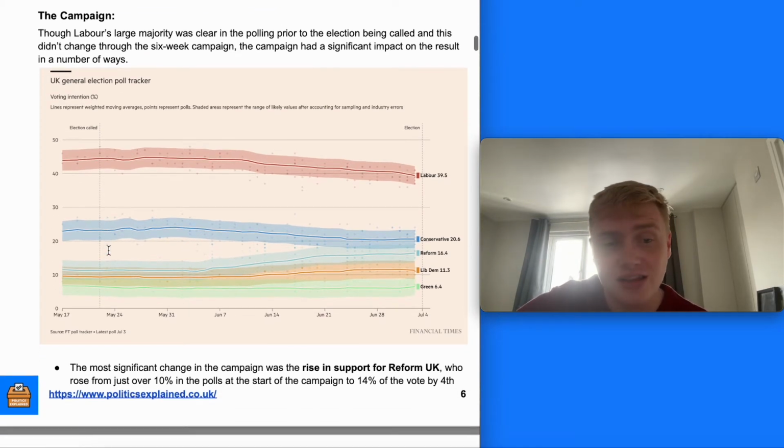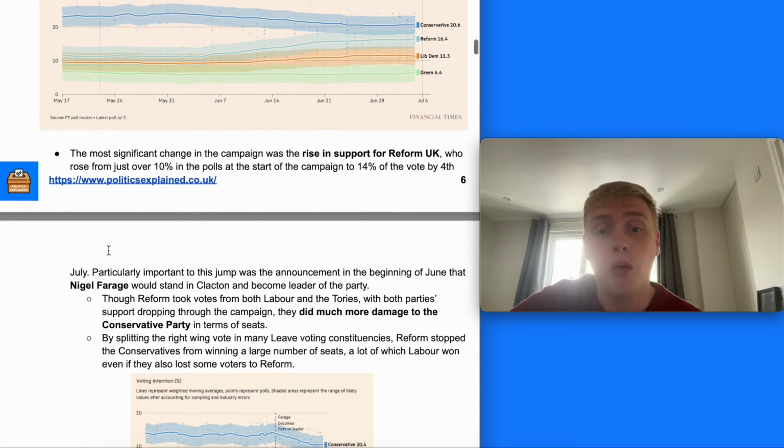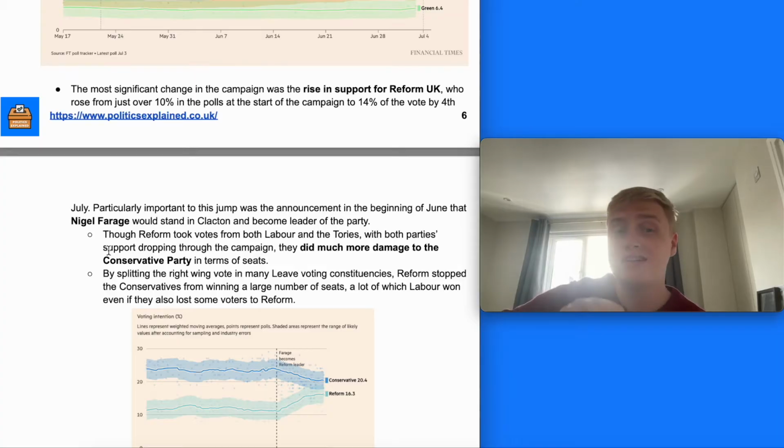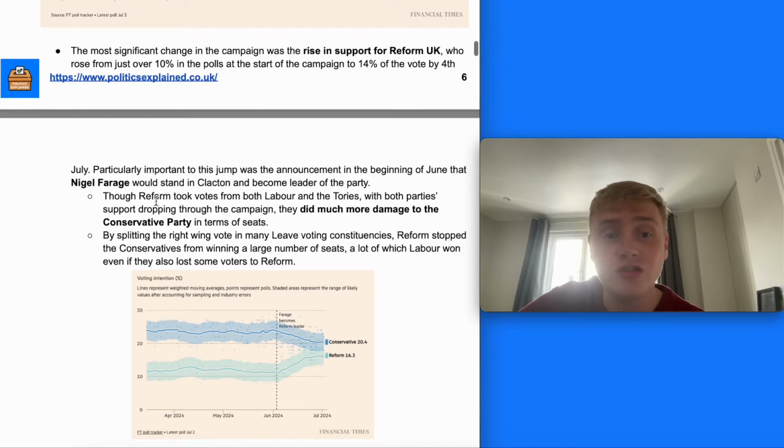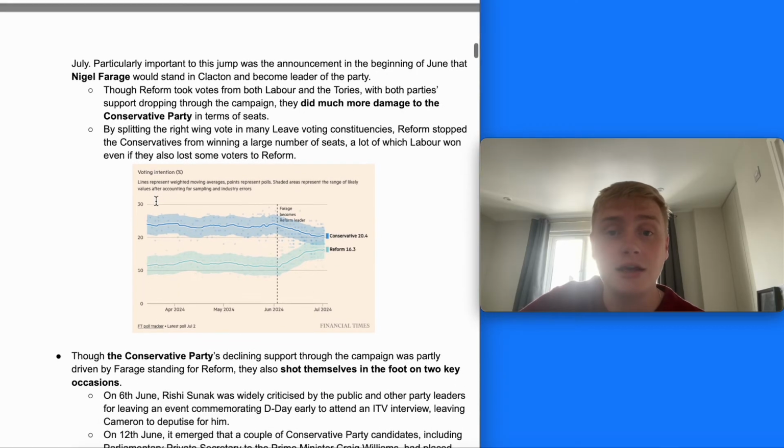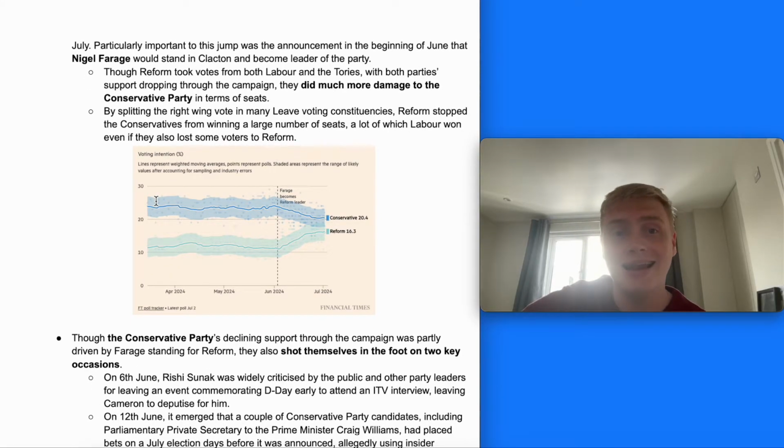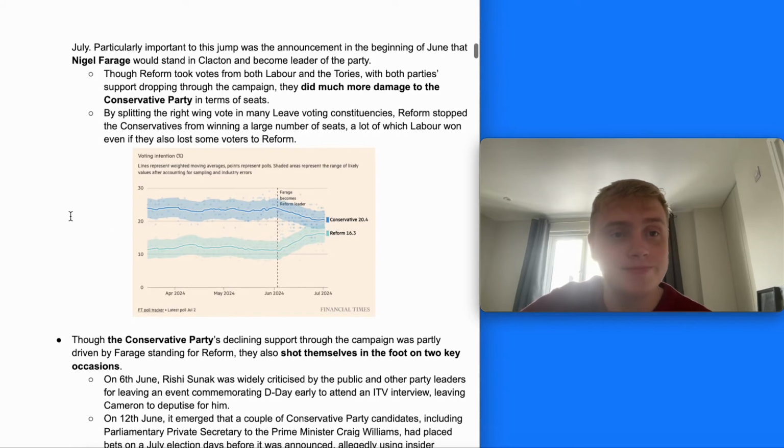The most significant of these was the rise in support for Reform UK, who rose from just over 10% of the polls at the start of the campaign to 14% by the time people voted on the 4th of July. And particularly important to this jump was the announcement in the beginning of June that Nigel Farage would stand in Clacton and become leader of the party. And you see that in this graph here from the FT.